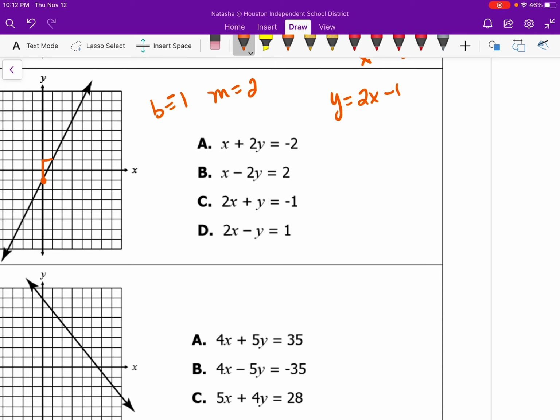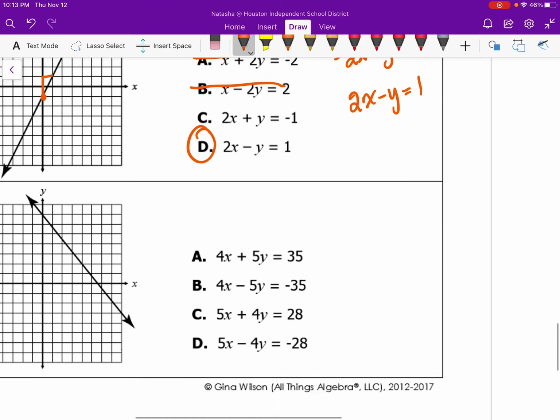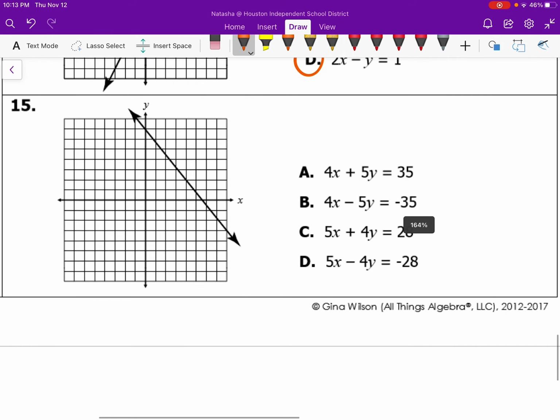All right. Now, all my x and y's are on the same side on my answer choices, so I'm going to move this 2x over. So this becomes 2x plus y is equal to negative 1. So that's going to eliminate B and A. I need to switch my signs, so that becomes 2x minus y is equal to 1. And that is our answer choice D.